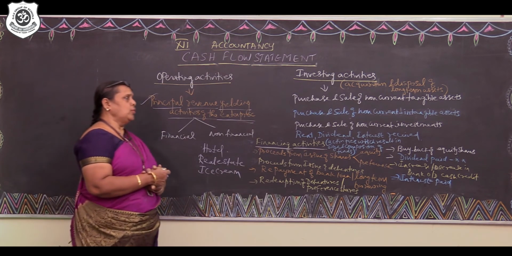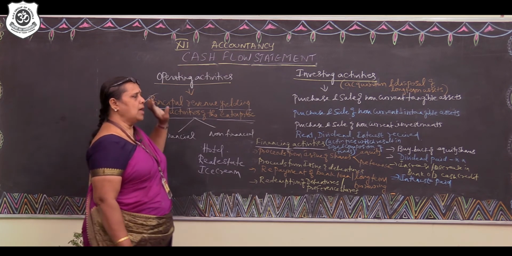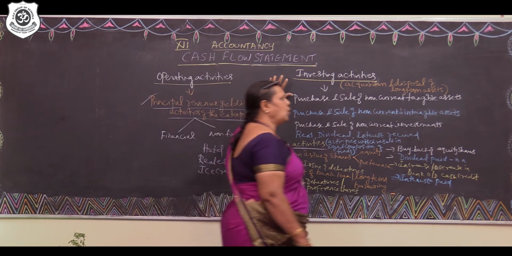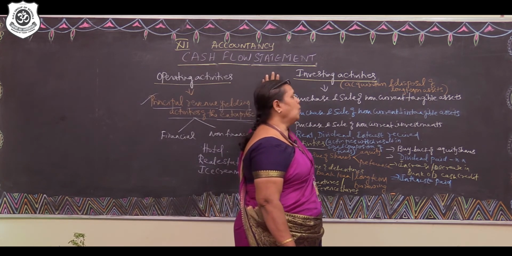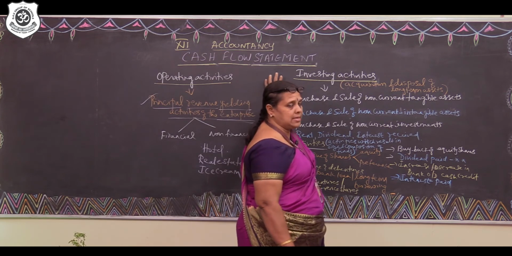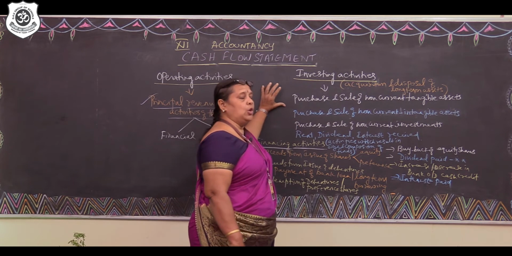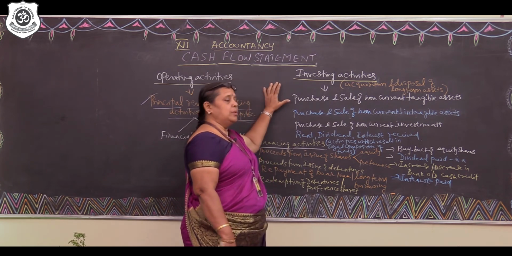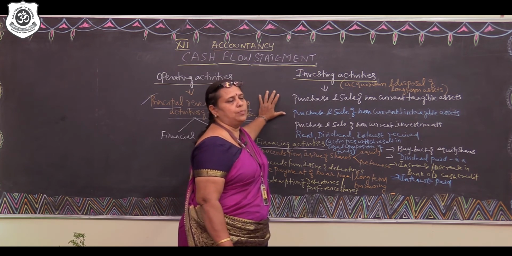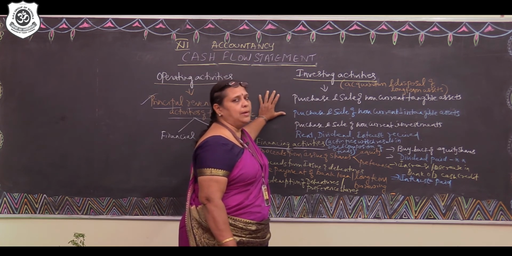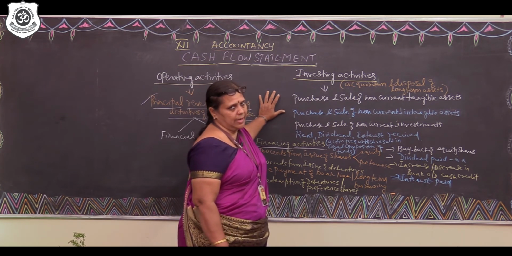Now, coming to the next one, investing activities. Investing activities are those activities which involve acquisition and disposal of long-term assets. Now, what are the investing activities? Examples of investing activities will be purchase and sale of non-current tangible assets. So, purchase and sale of fixed assets, land and machinery, land and buildings, furniture and fittings, etc. will be a part of investing activities.